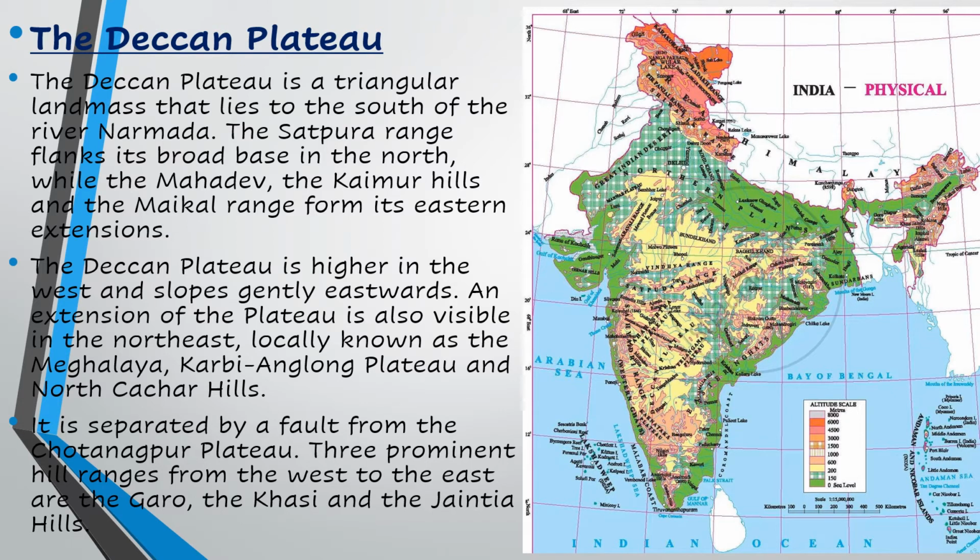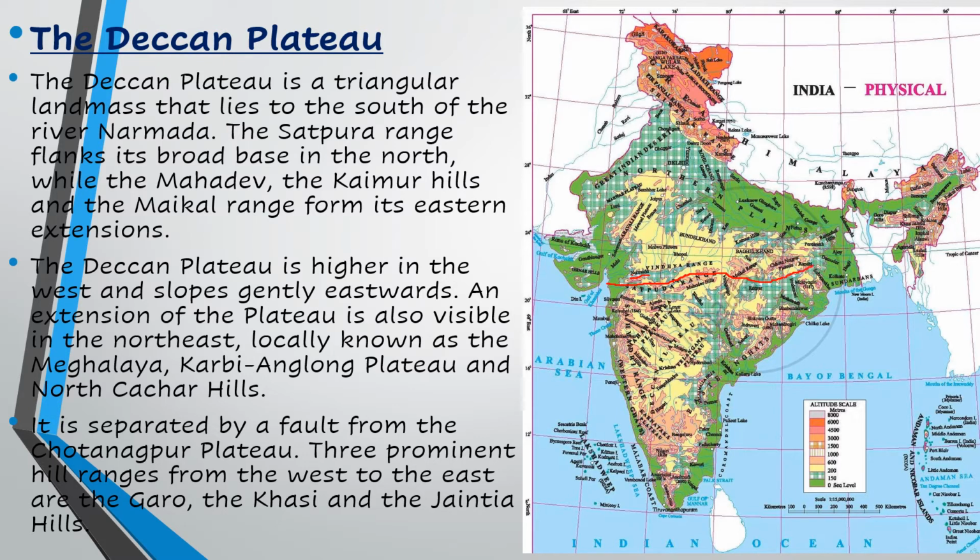So coming to our second portion of the peninsular plateau, that is the Deccan Plateau. The Deccan Plateau is a triangular landmass. We have studied in our previous slides that there is a rift that has been created by river Narmada. You can see river Narmada over here. There is a particular rift that has been created by the river, and that divides the peninsular plateau into the Central Highlands and the Deccan Plateau.